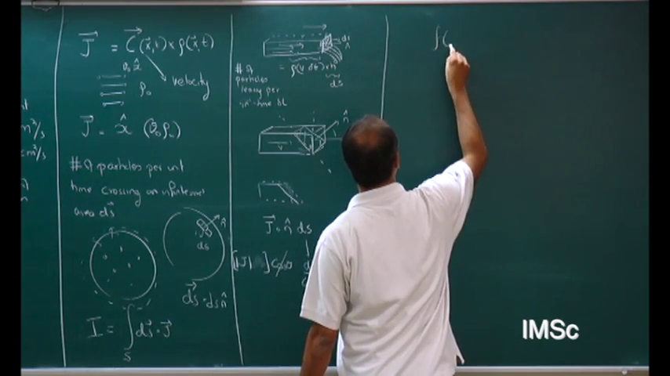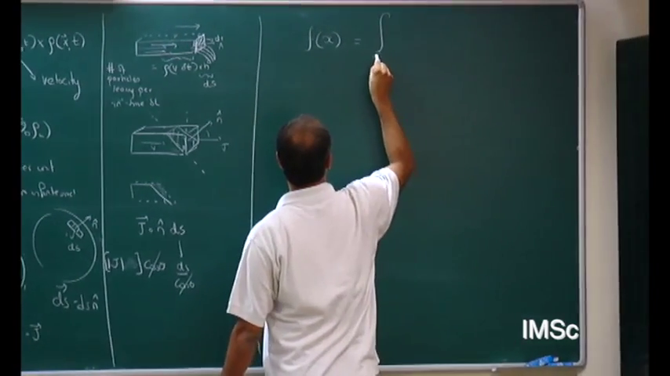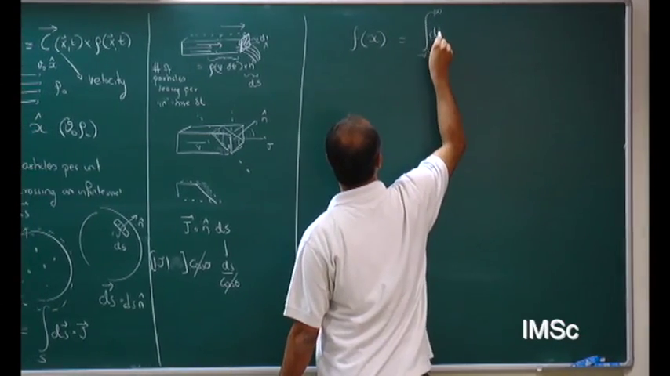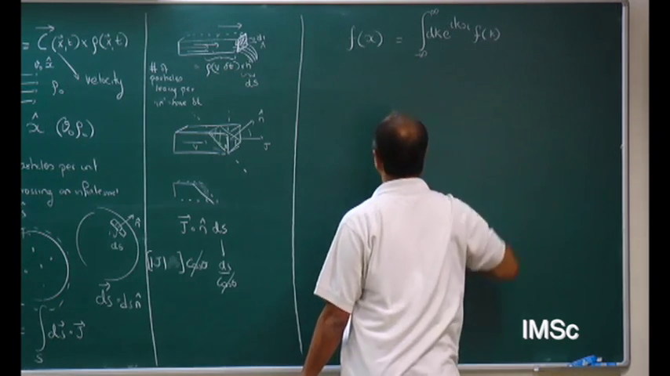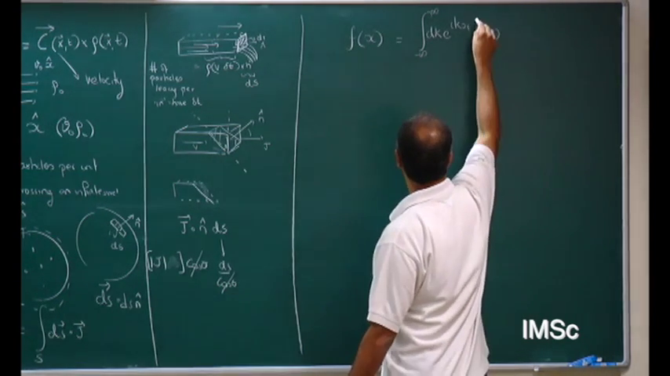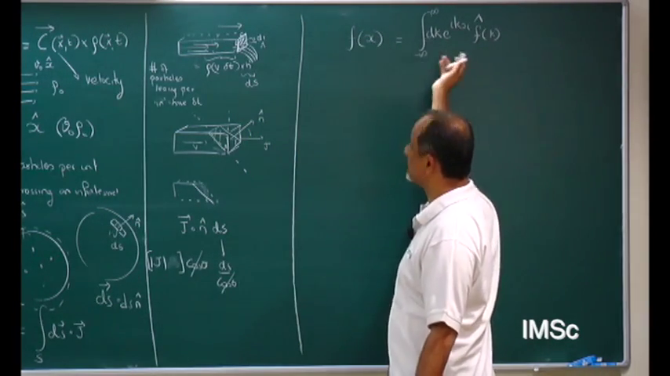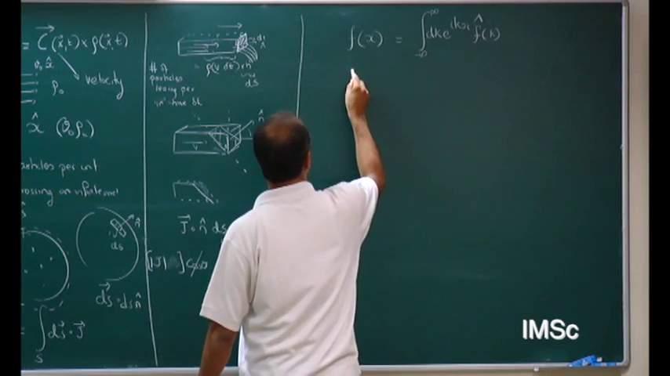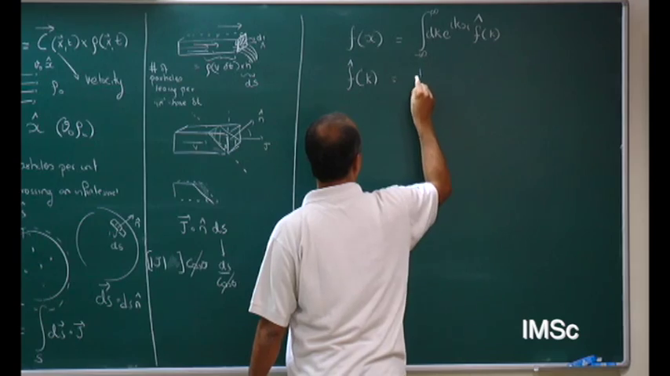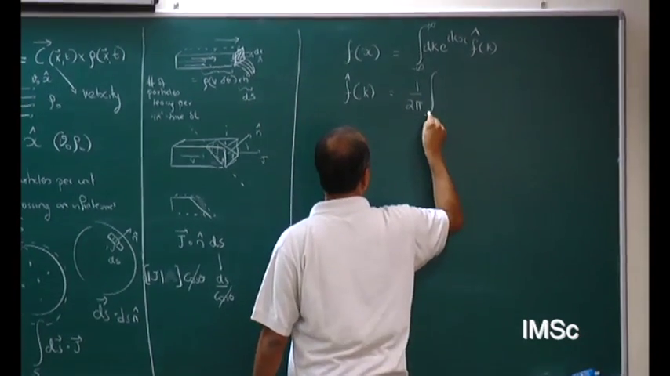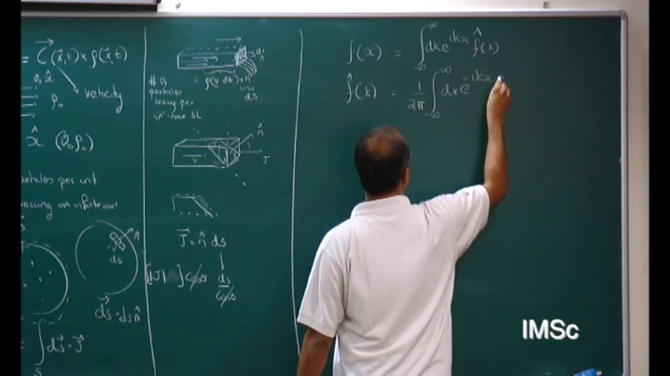So suppose I have some quantity f of x. The Fourier transform of this quantity is the integral from minus infinity to infinity dk e to the power i k x times the function f hat of k. Let me put a hat in there just to make sure that you don't confuse it. It's a different function, but these are related through a Fourier transform that looks like this. The inverse transform takes f of x and gives you back f hat of k. And that's written as 1 over 2 pi integral from minus infinity to infinity dx e to the power minus i k x times f of x.